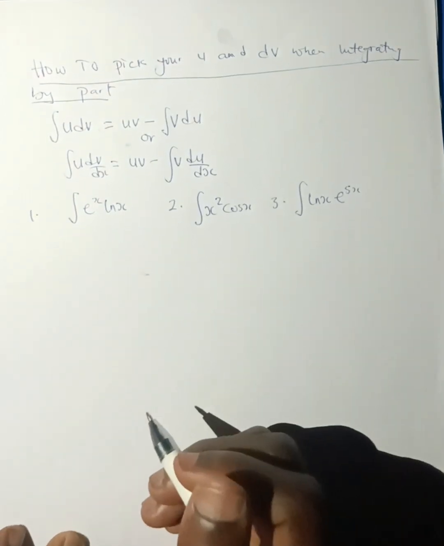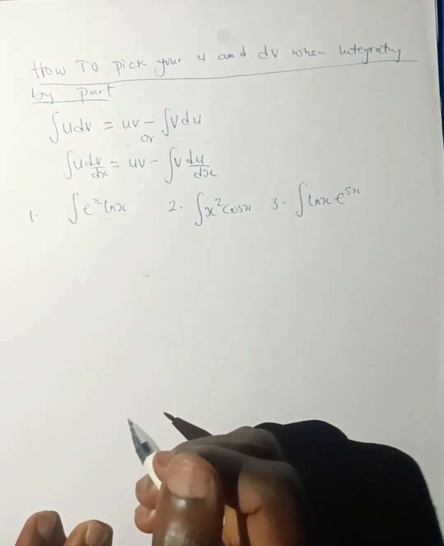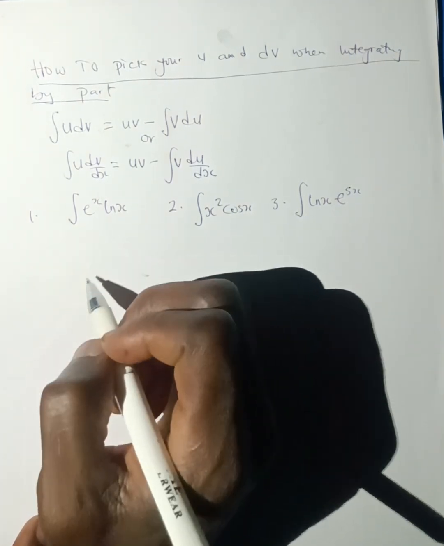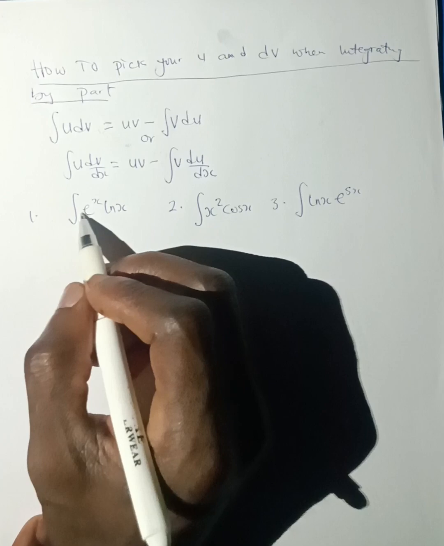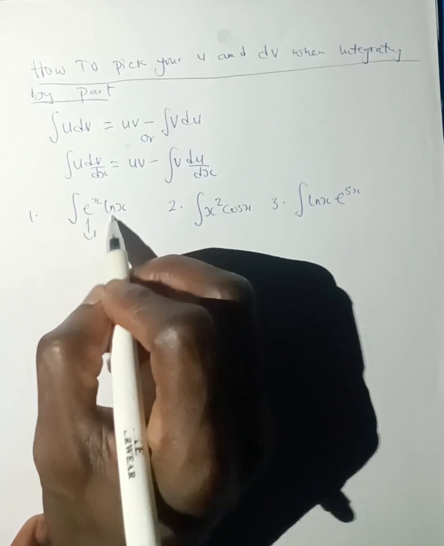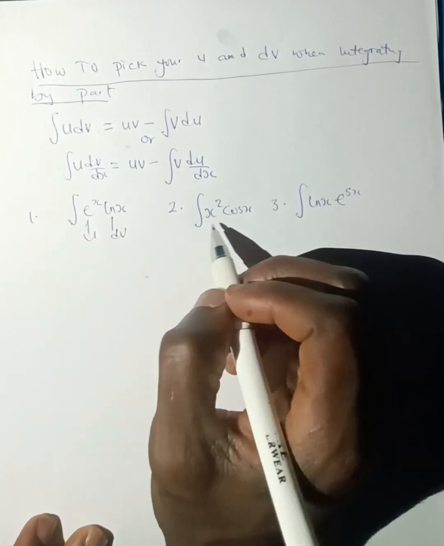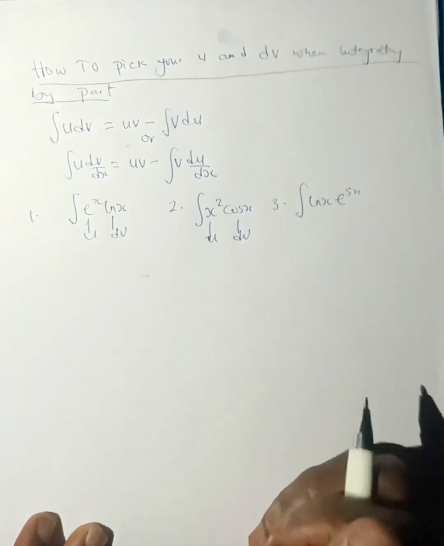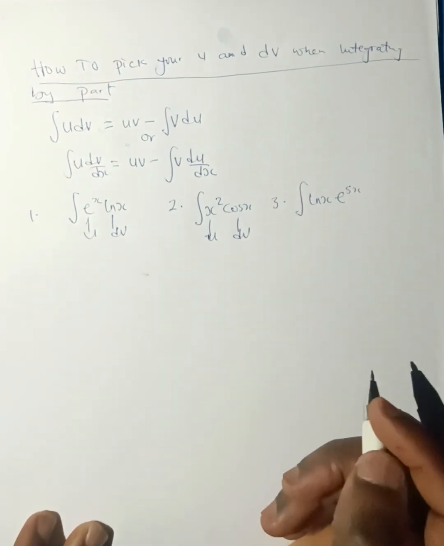Now, when you have integrals of this kind, how do you know what you are to pick for your u and your dv? Do I just say because it's arranged like this one is my u and this one is my dv? So how do we know our choice of u and our choice of dv?